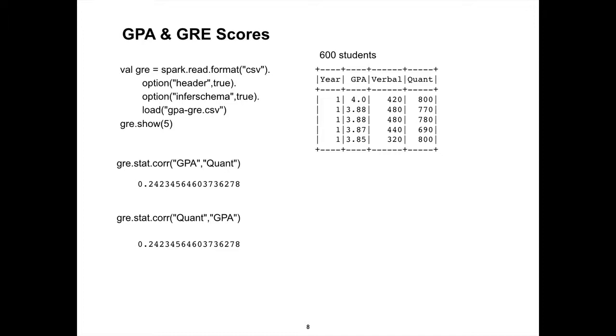And when you do the GPA with the quantitative score, it's like 0.24. Well, looks like I copied the numbers wrong, but they're both the same, right? There wasn't much difference. They weren't exactly the same, so I copied and pasted incorrectly. Right, so there's not a real strong correlation between the grades you earn as a graduate student and your GRE scores.